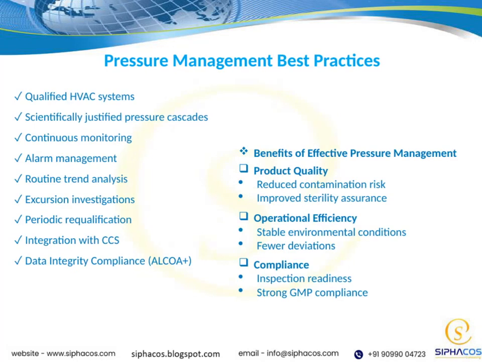When pressure management works well, the benefits ripple across the entire operation. Product quality gets a boost, contamination risks drop, and sterility assurance improves. Operational efficiency follows, with stable environments and fewer unexpected deviations. Compliance becomes easier, too: inspections go smoothly, and strong GMP standards are met consistently. Achieving this means following best practices, like qualified HVAC systems, scientifically designed pressure cascades, continuous monitoring, and rigorous data integrity. Together, these steps keep everything running safely and smoothly.